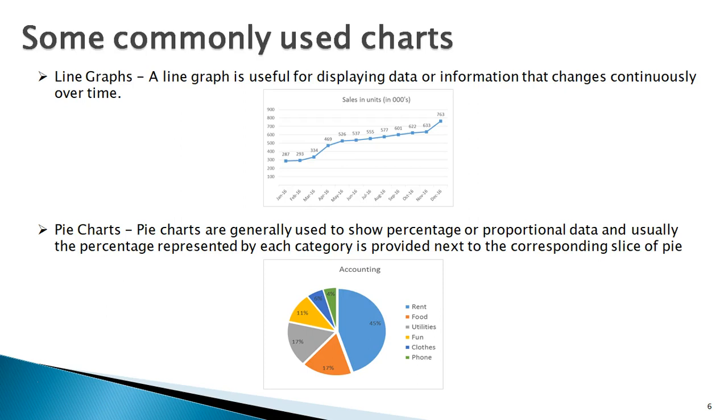Line graphs are mainly used to show the trend of the data over a period of time. A line graph is useful for displaying data or information that changes continuously over time. Same with pie charts. Pie charts are used to show the percentage or proportional data across each category. So these are the commonly used graphs. When you go for any business dashboards, you could definitely see some of these graphs. From these basic charts, we have many other types of visualizations that can be created using the tool called Tableau.